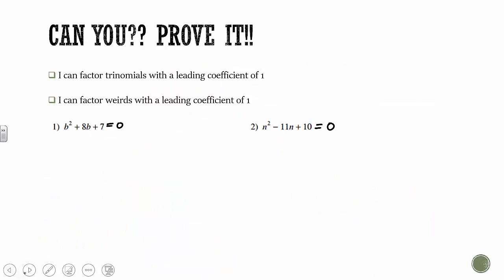So you have two to do on your own. Factor these and then solve. Make sure you write down any questions you have and we can go over them together in class.